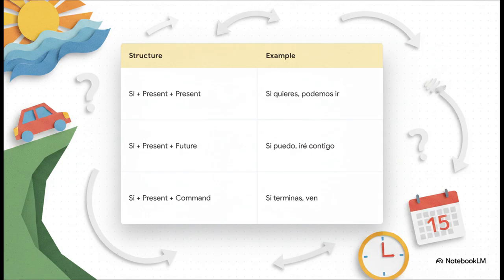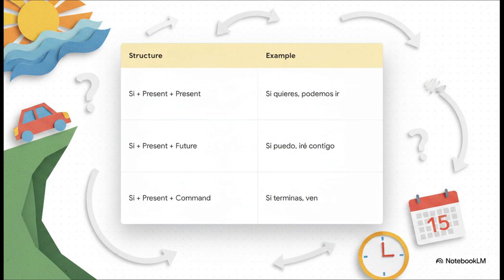Exactly. So let's look at category 1. This is your go-to for possible, likely, real-world situations. Because they're grounded in reality, we just stay in the regular indicative mood. You always start with si plus the present tense. But your result can take three different forms.